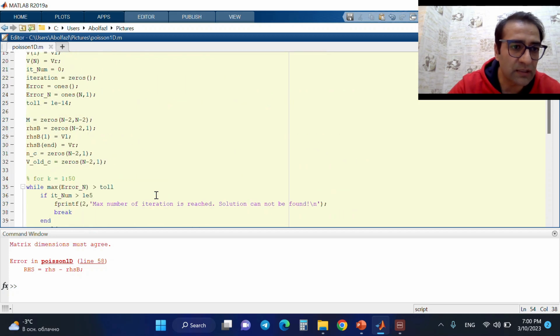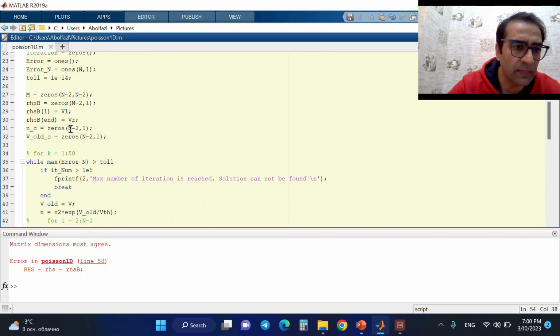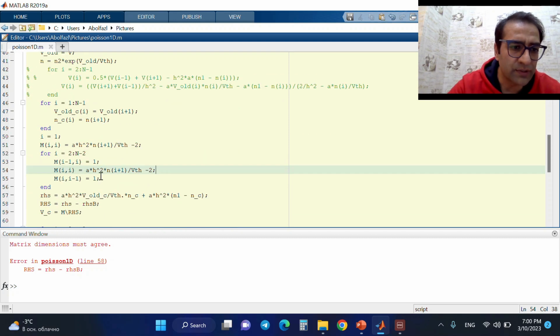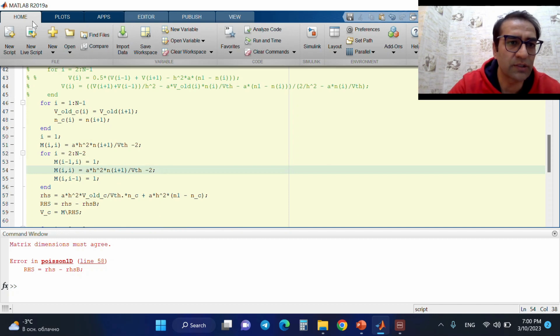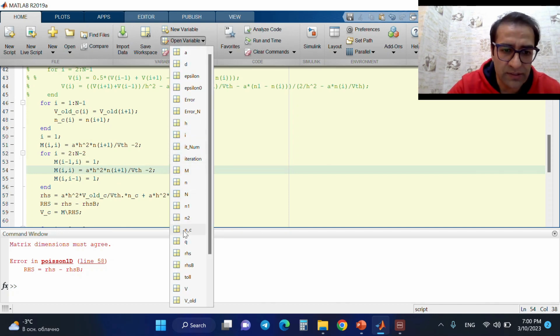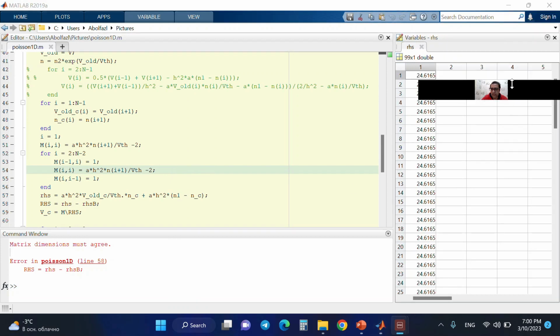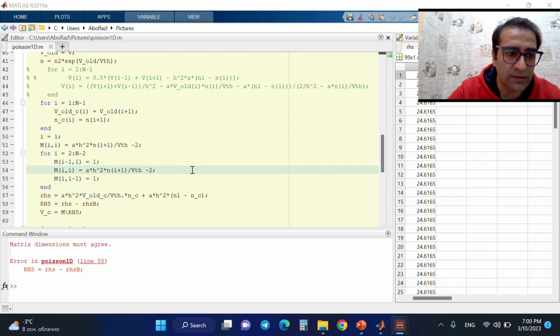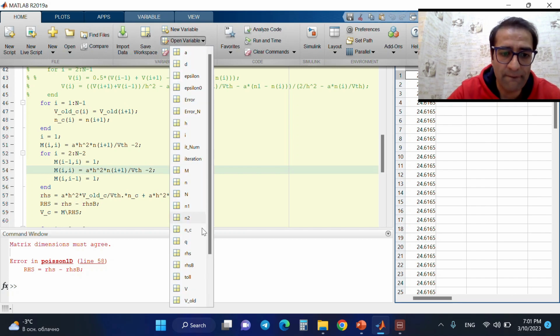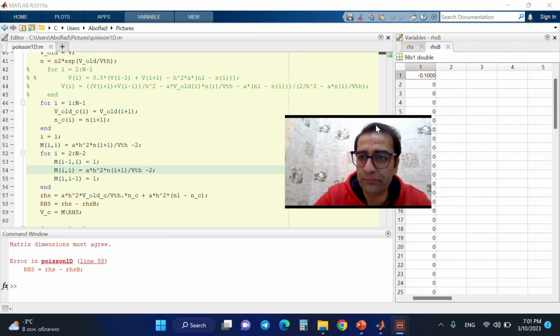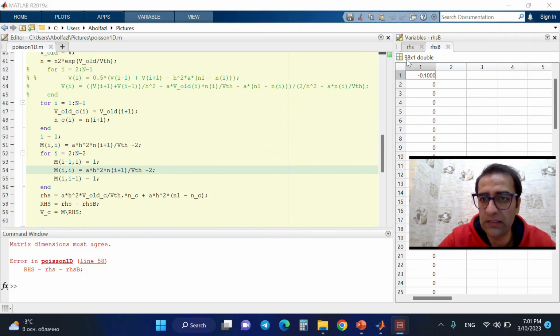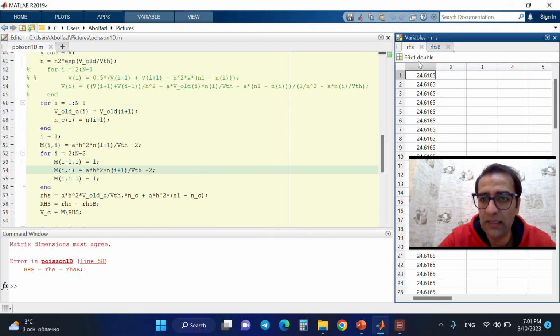Right hand side B. What is the right hand side B dimension? Right hand side B dimension is n minus 2 by 1. Let's look at the dimension of the matrix here in the variable. This is 99 by 1. But this should not be 99 by 1, it should be 98 by 1. Dimension of right hand side B is correct, 98 by 1, but this should also be 98 by 1. So why is it 99 by 1?